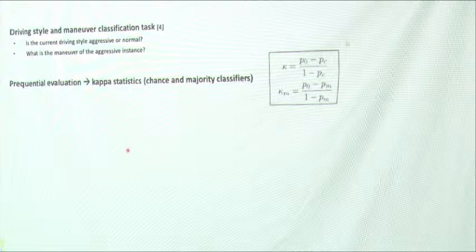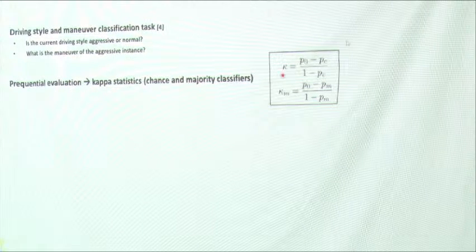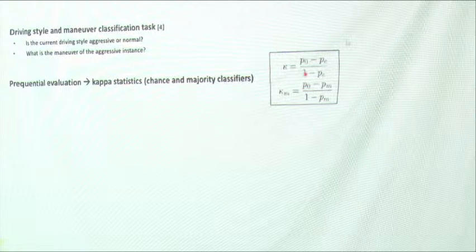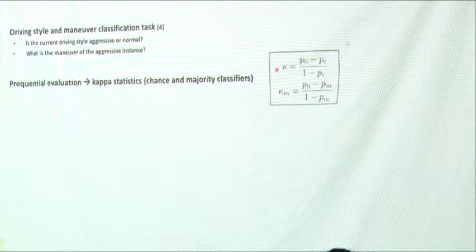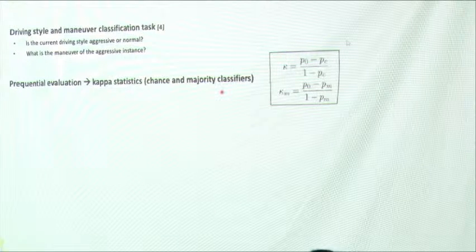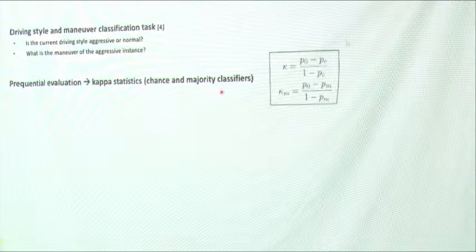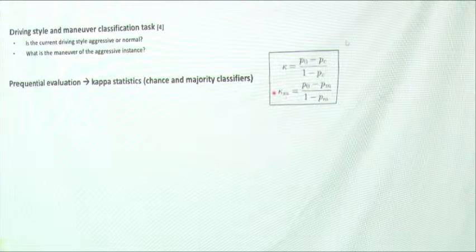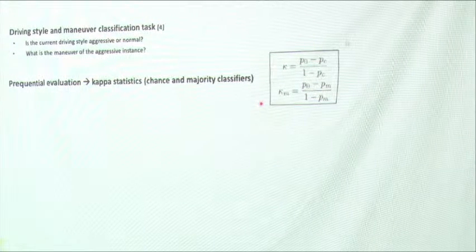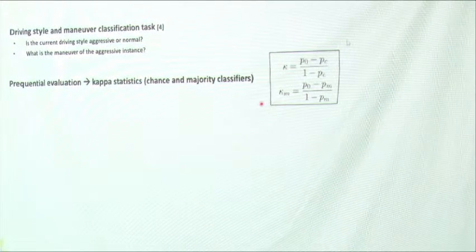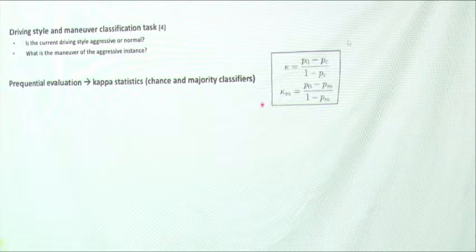In this case, these are metrics. These are called the kappa statistics. This is for the chance classifier. So basically, it's telling you how good your classifier is doing compared to if you would do the classification just randomly. And the second one is how good your classifier would do compared to if you just take the majority of the outcomes that have happened up to now.